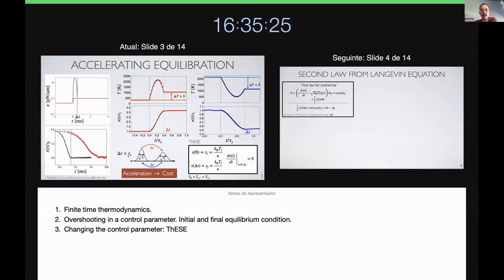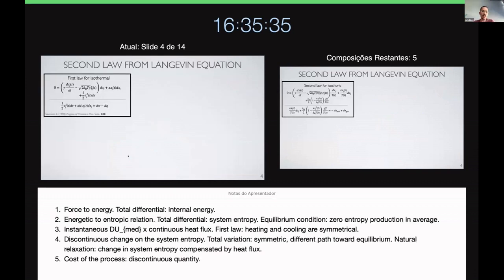So since we are able to accelerate a system, how can we quantify the cost associated with producing those thermal changes? In order to quantify this cost, I suggest going again from the Langevin equation and using the idea of Sekimoto to develop the first law from the Langevin equation. The idea is to transform a force relation into a relation between energies.